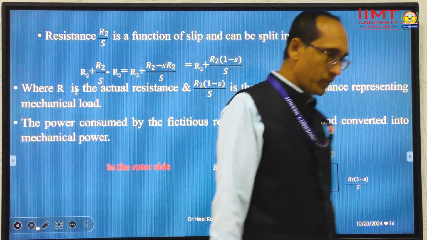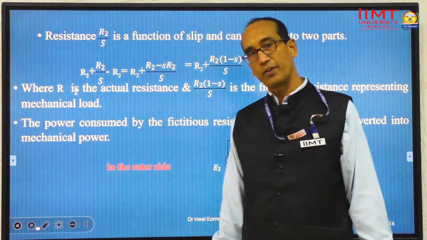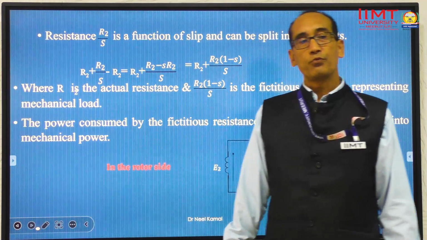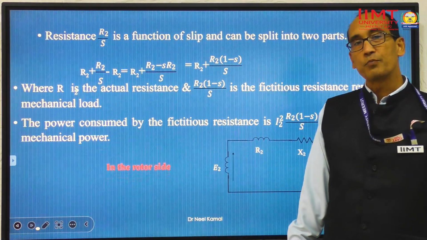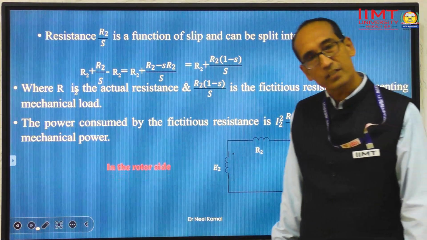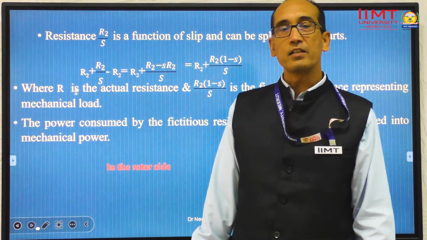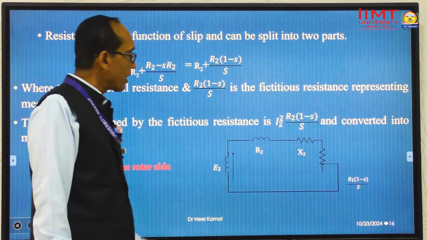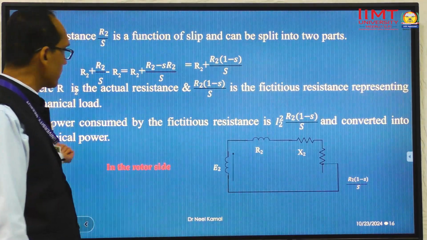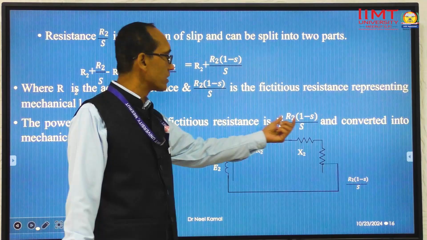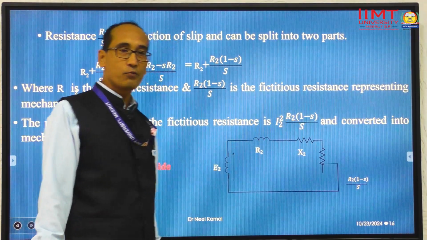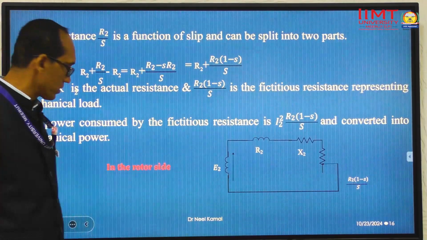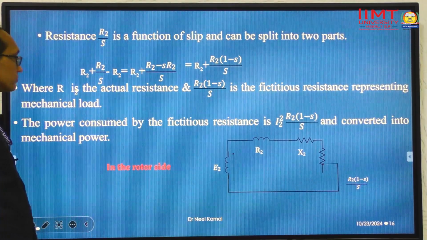If we feed electrical input in the electromechanical conversion system, it will convert it to mechanical output, and what mechanical power it will convert is given by this particular resistance. This is the resistance where mechanical power will be developed by using the electrical input.